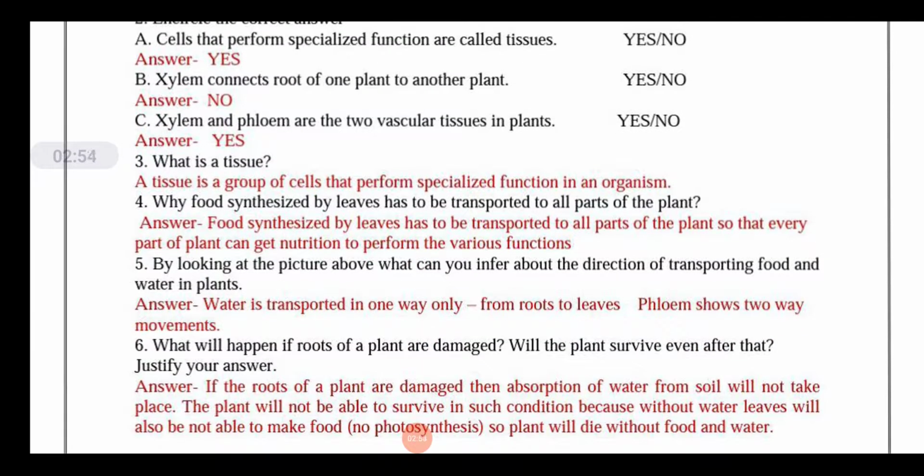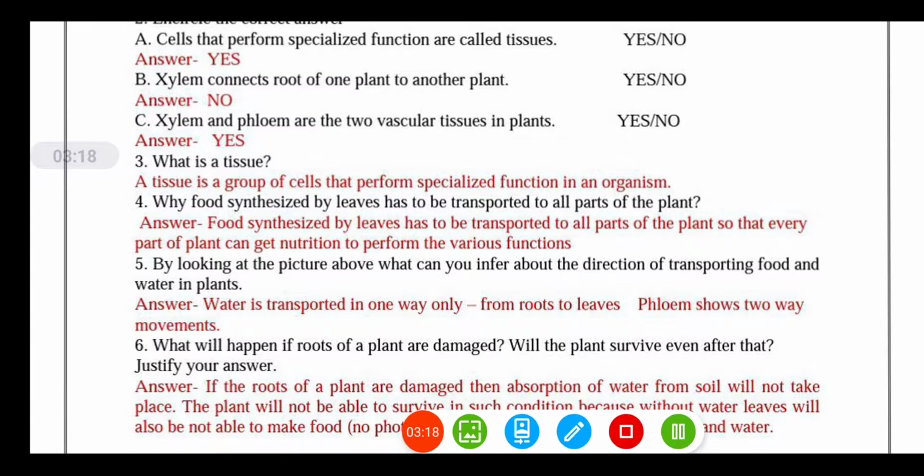So question number 4, why must food synthesized by the leaf be transported to all parts of the plant? Food synthesized by leaves has to be transported to all parts of the plant so that every part of the plant can get nutrition to perform various functions.